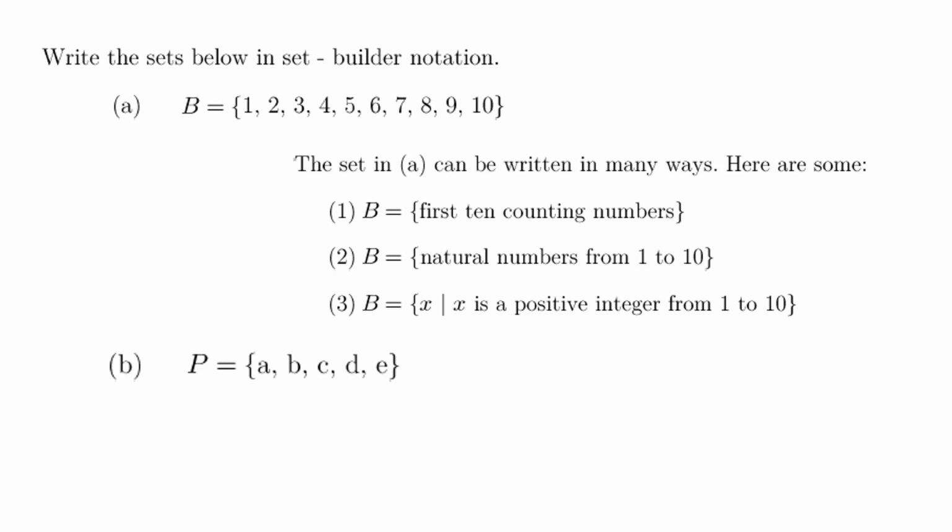Letter B, set P, the elements are A, B, C, D, and E. So we describe it as the first 5 letters of the English alphabet, or we try to express it in set builder notation as P is the set of all first 5 letters of the English alphabet. As you can see, it is very emphasized that these are English alphabet, because we have many alphabets. We have Arabic alphabet, Chinese alphabet, Japanese alphabet. So you need to specify what type of alphabet we are referring to. So this is how we write a set into a set builder notation.